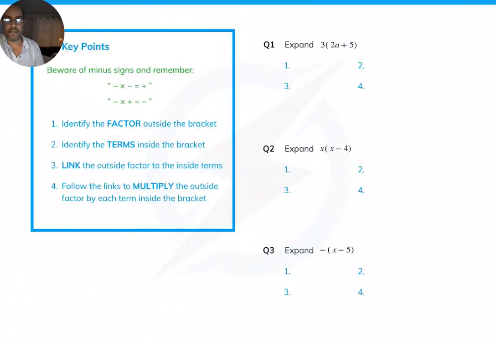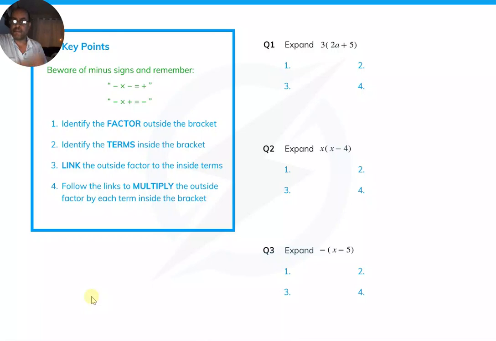So in this tutorial, we're going to look at multiplying out a bracket. If you look at question 1 on the right, here's a typical sort of thing: a number or a letter outside the bracket and some things inside the bracket. So let's look at what we do.